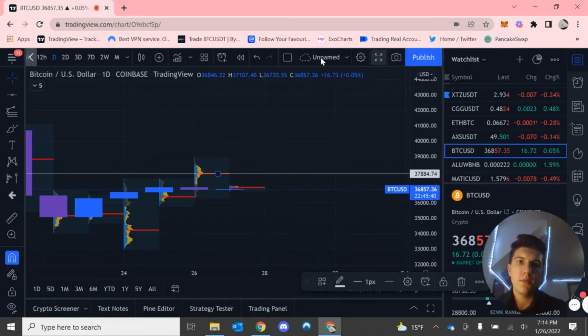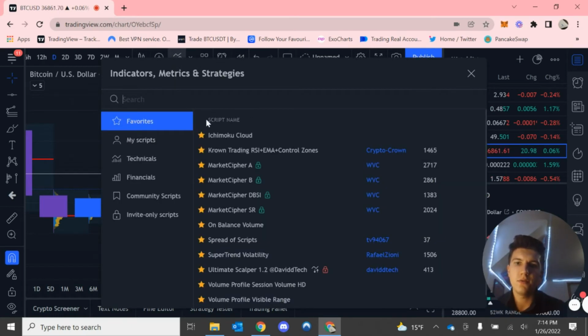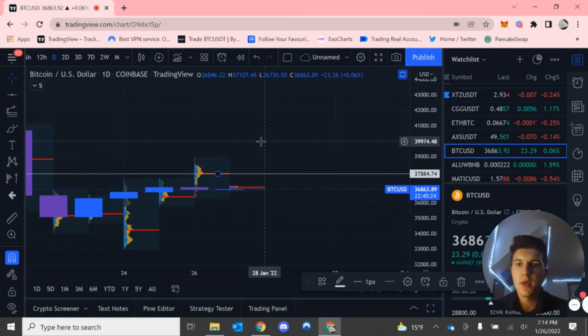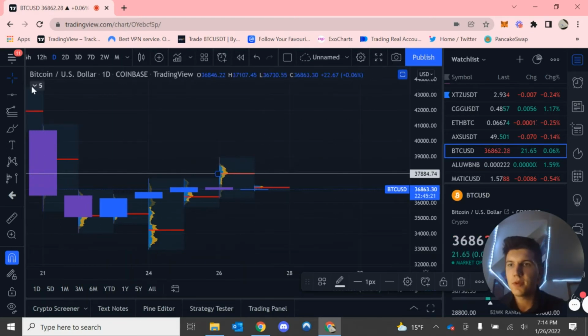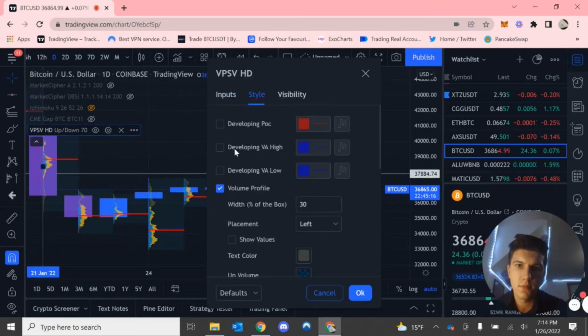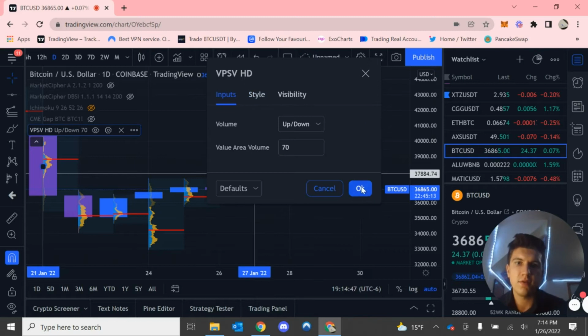To help you out with identifying these, I like to use the Volume Profile Session Volume HD. You can just search for it up here and star it to add it to your favorites. That is what I'm using, with the standard settings.